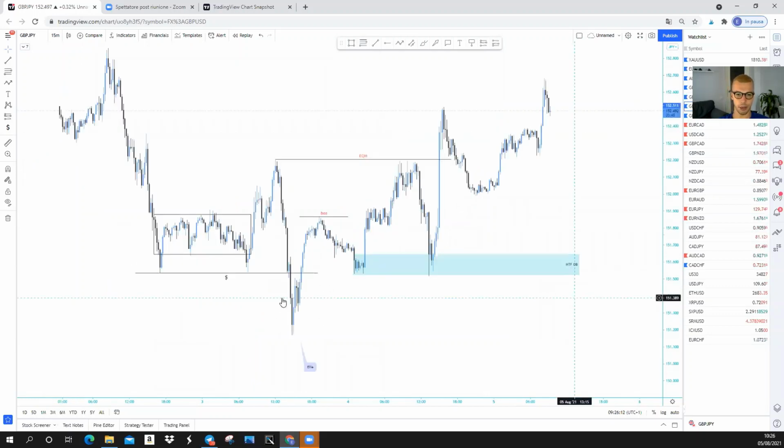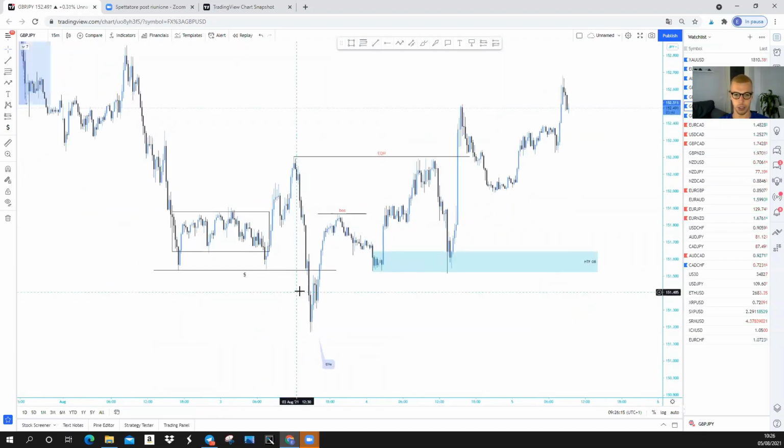Especially understanding when it is a manipulation, when it is a real break of structure. But of course, I showed you, once we come back here, I don't just assume that this was a manipulation, because this might just be the retest of a supply area before continuing and creating new lows. But once we come back up, come back down, and print a new high, and we have this break of structure, then it is our confirmation.